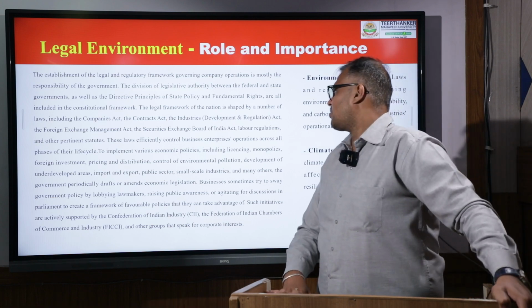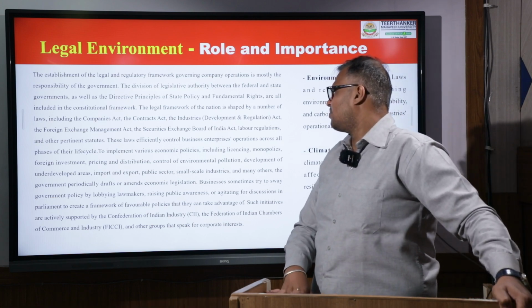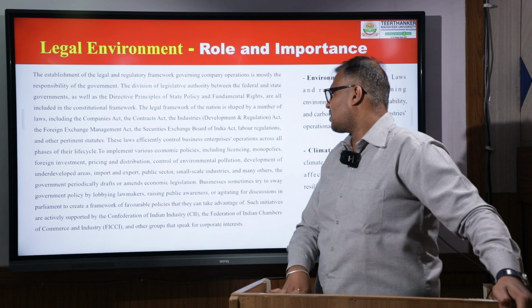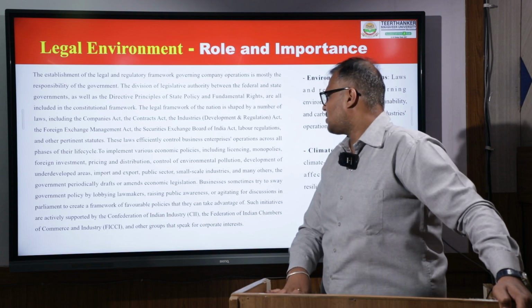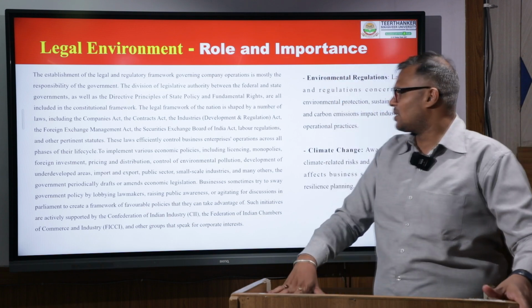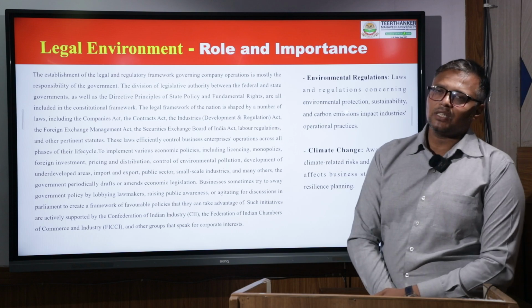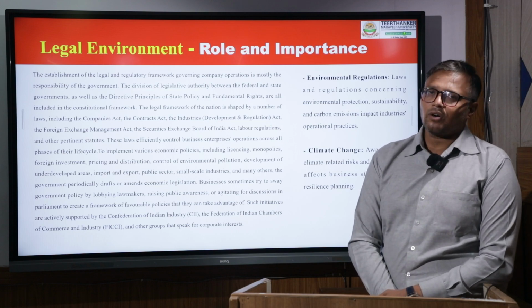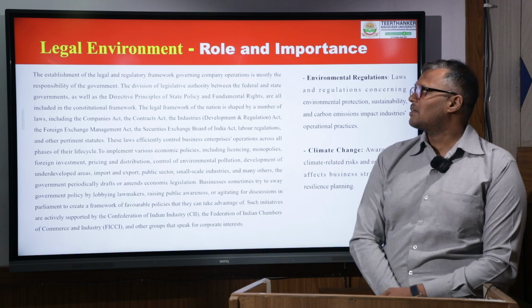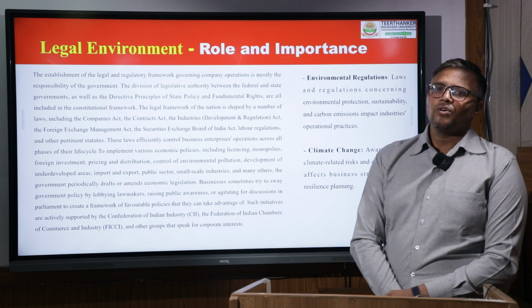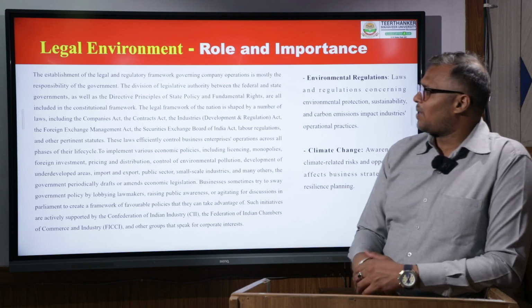Thus, ultimately, when we talk about government policies, these are the things which shape the business environment. There are various agencies in India. There are various agencies created by the government to plan out such things.